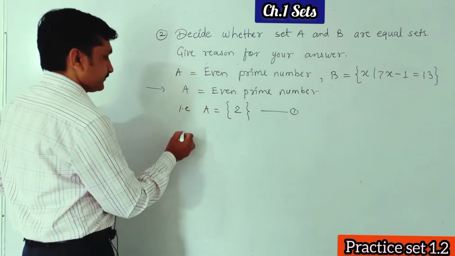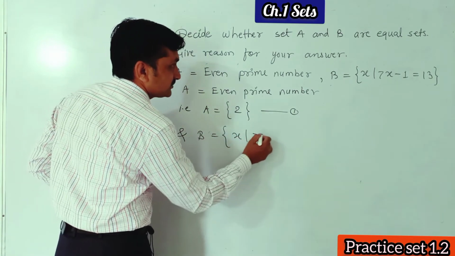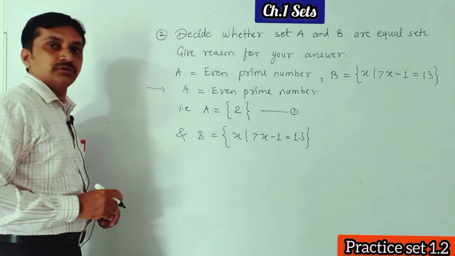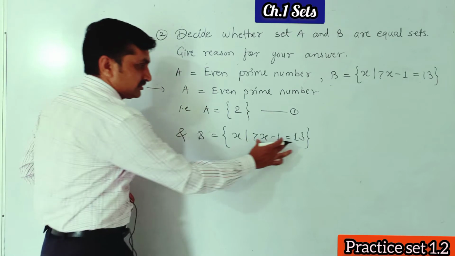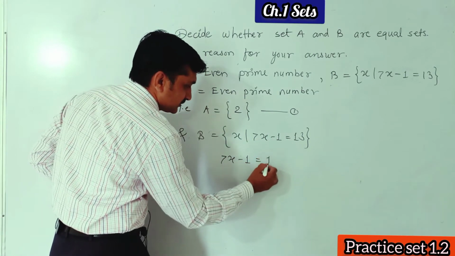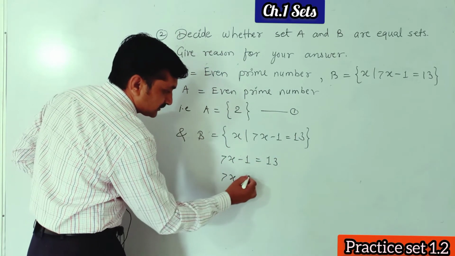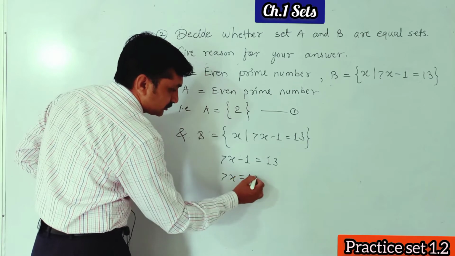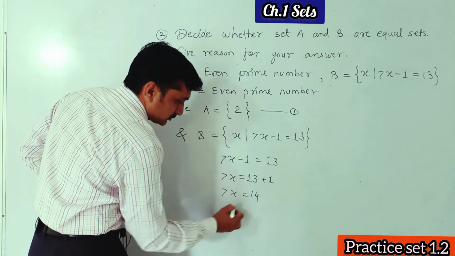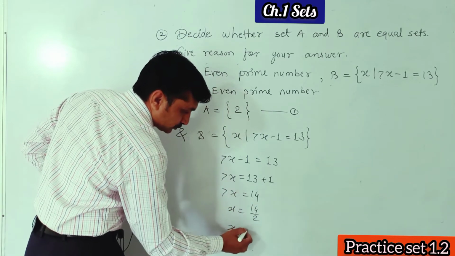B set, and B is the set of all x such that 7x minus 1 is equal to 13. We have to solve this. This equation is given, 7x minus 1, an algebraic equation, that is equal to 13. Now let's solve for the x value. 7x minus 1 equals 13, now 7x is equal to 13 plus 1. 7x is equal to 14. x is equal to 14 divided by 7. x is equal to 2.